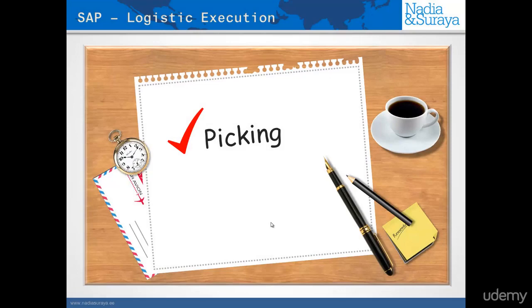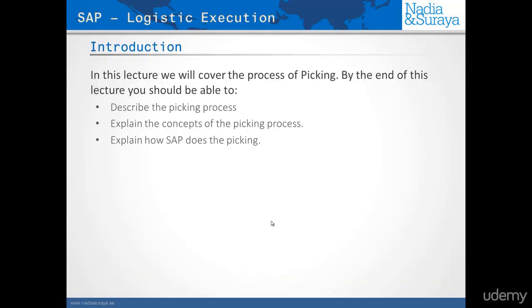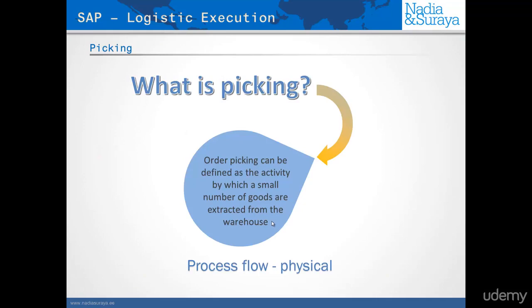In this lecture, we are going to have a look at the concept of picking. Now, picking in SAP is quite simple, but in this video, we are going to have a look at the picking process itself, some of the concepts surrounding the picking process, and how SAP does the picking. In short, picking can be defined as the activity in which a small number of goods are taken from the warehouse and placed in another location, usually called a picking or packing station. And it is a physical movement of material.